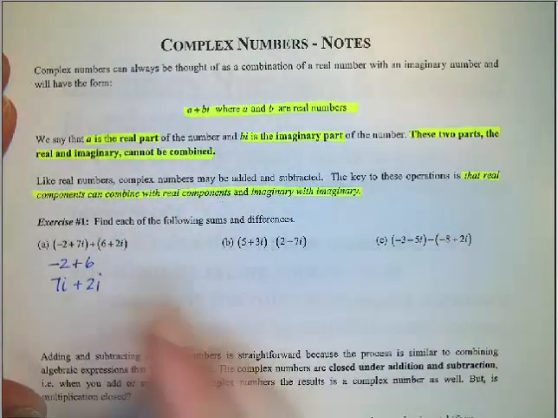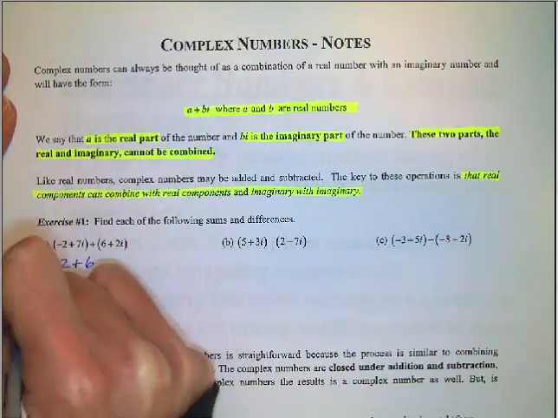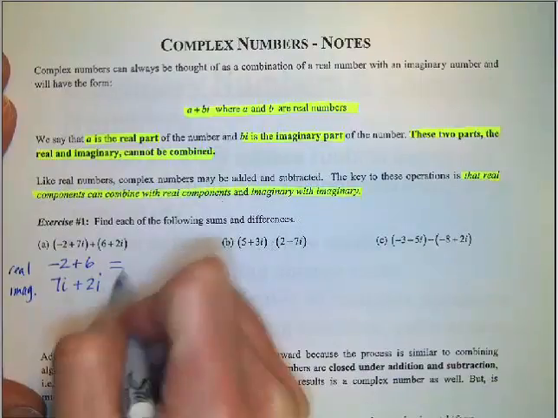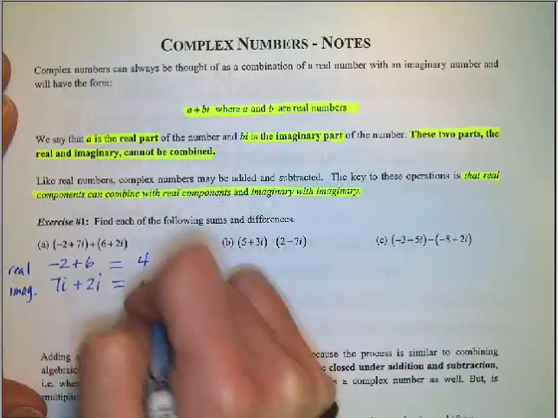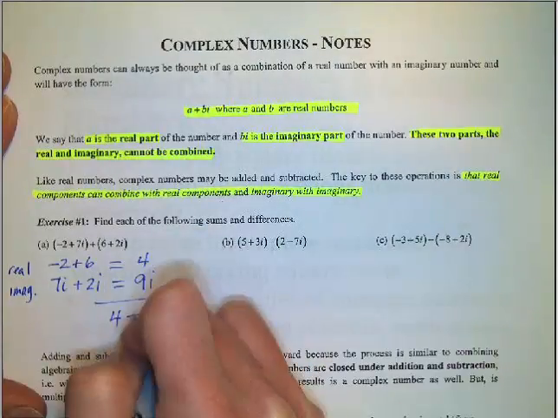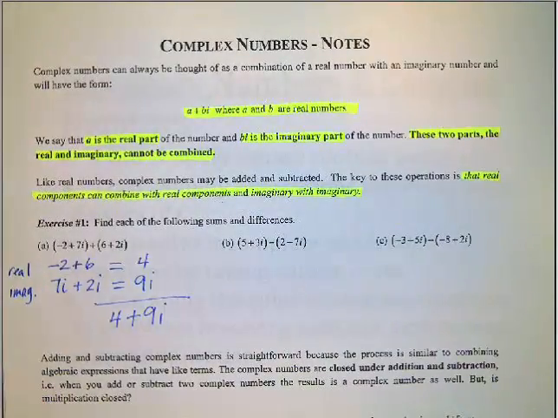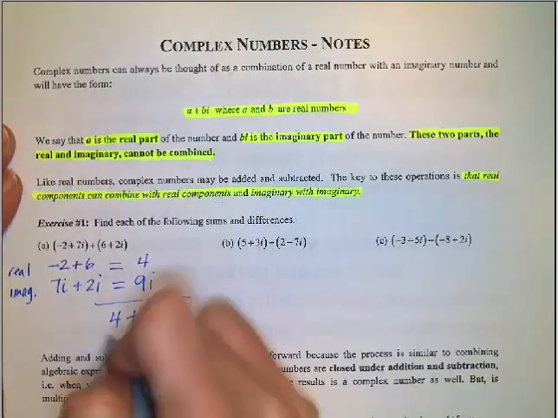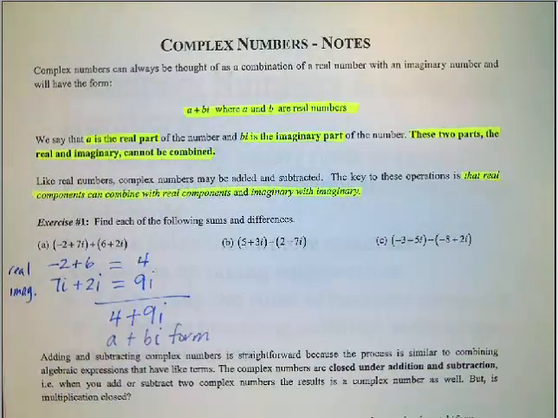So this is the real part, and this is the imaginary part. When I add them, -2 plus 6 is 4, and 7i plus 2i is 9i. I get the answer of 4 plus 9i. And make sure that every time you write a complex number, you write it in a plus bi form. Okay? So the real part has to come first, and the imaginary part has to come second.